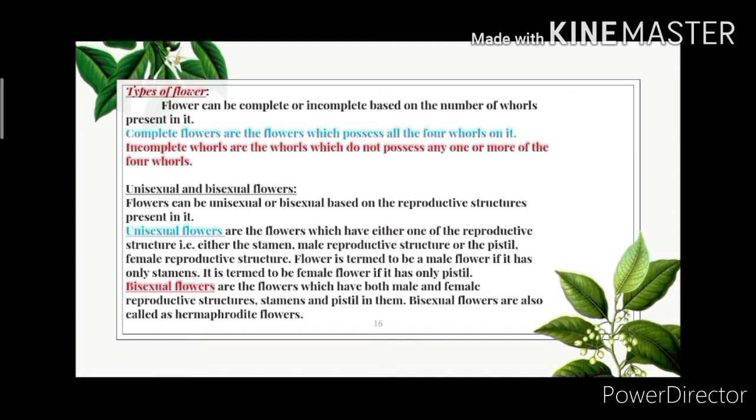That is known as unisexual flower. And bisexual flower, if the flower consists of both male part and the female part, means stamen and pistil, if both are present, then it is known as bisexual flower. Okay, and bisexual flower has another name that is known as hermaphrodite.